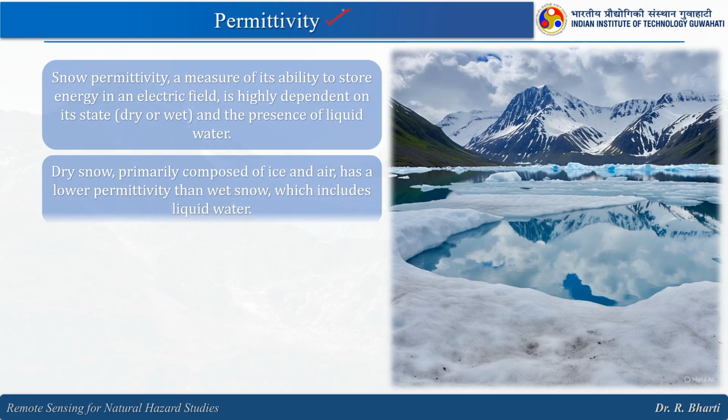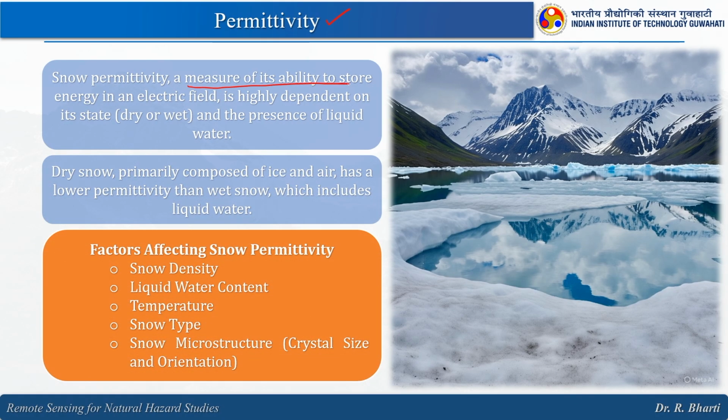Similarly, we have permittivity. It is a measure of the ability to store energy in an electric field, and it is highly dependent on the state of the snow, whether it is dry snow or wet snow, and on the presence of liquid water. Wet snow has more liquid water content, so understanding its state and the presence of liquid water is very important. Dry snow, primarily composed of ice and air, has a lower permittivity than wet snow, which includes liquid water.